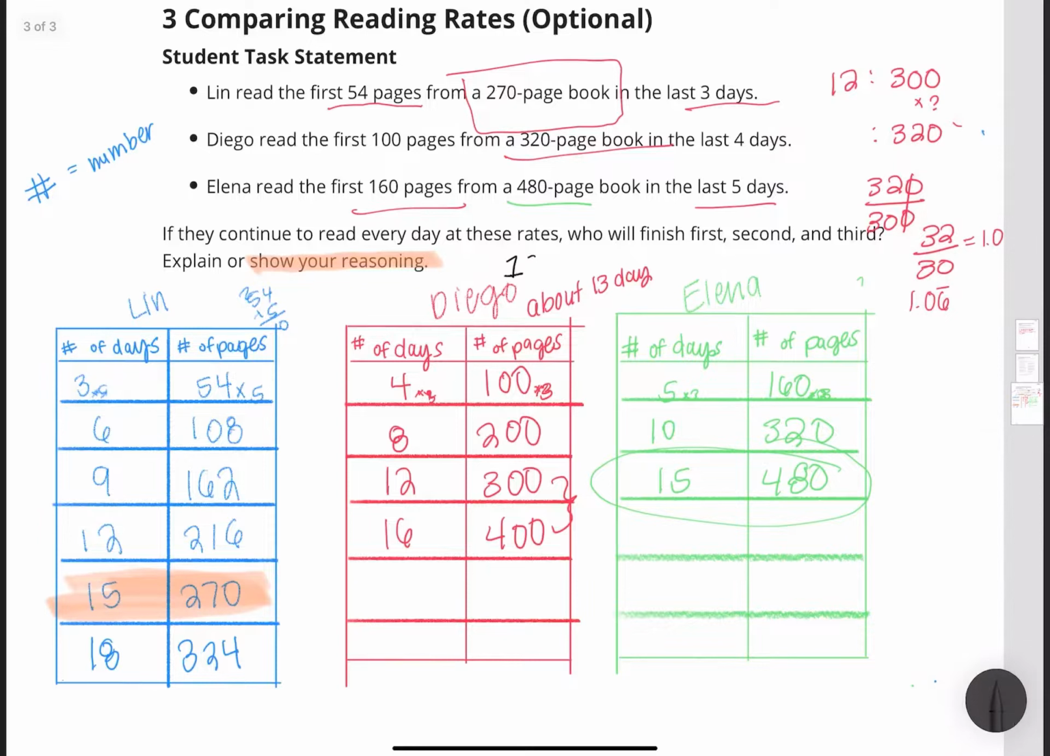They both share second and third place because, well, think about it. Lynn took 15 days to read her book, which is 270 pages. But Elena took 15 days to read a 480-page book. So who would you give second place to? If I were you, I would give second place to Elena, because she read more pages in the same amount of days, and Lynn read only 270 pages. So I would give Lynn third place.